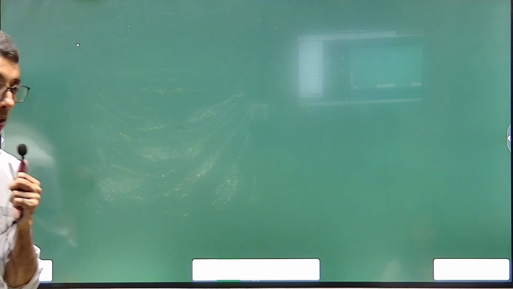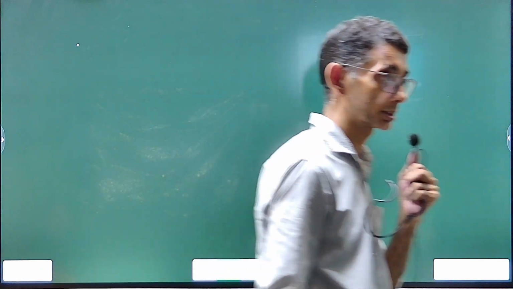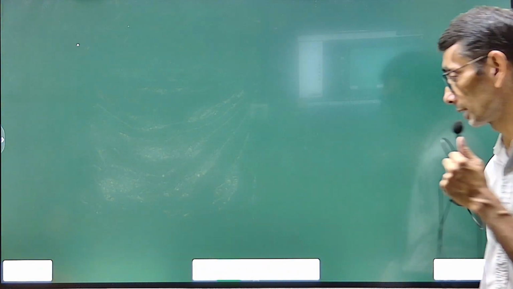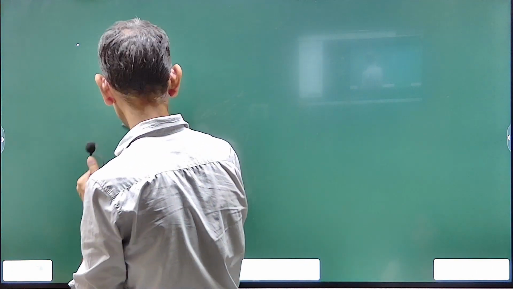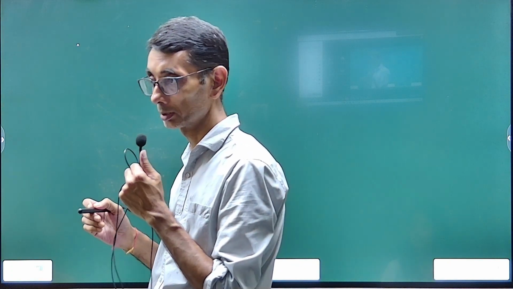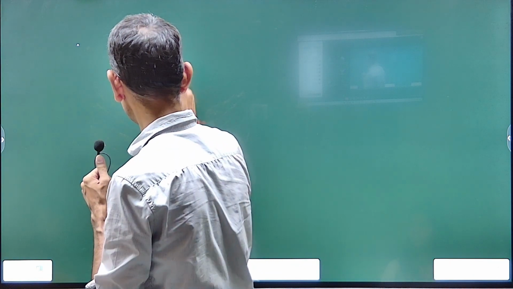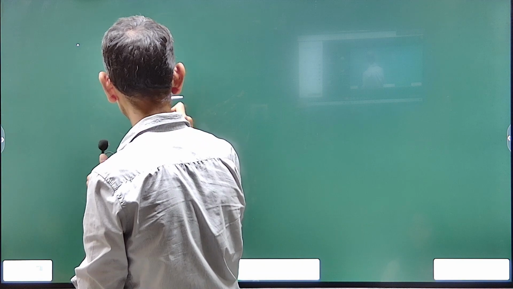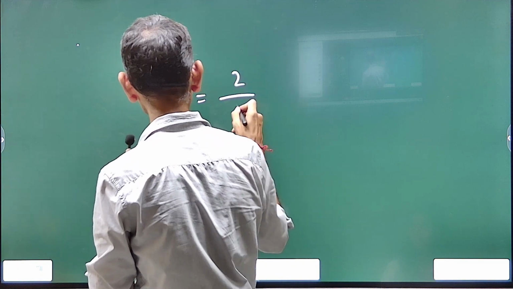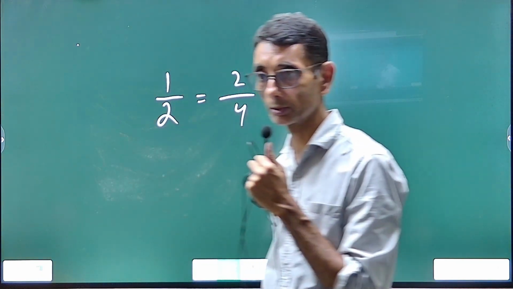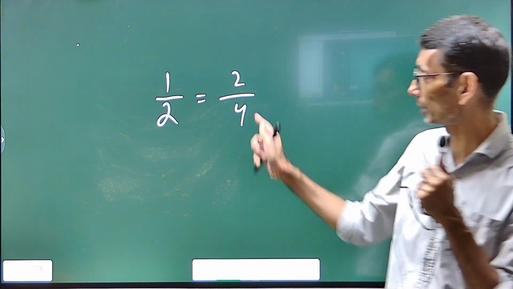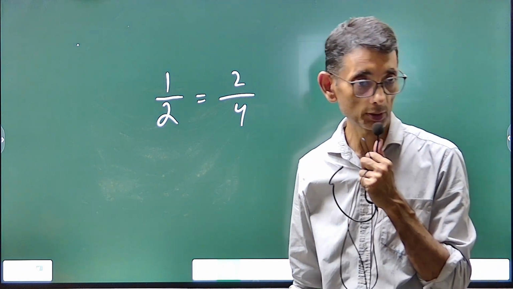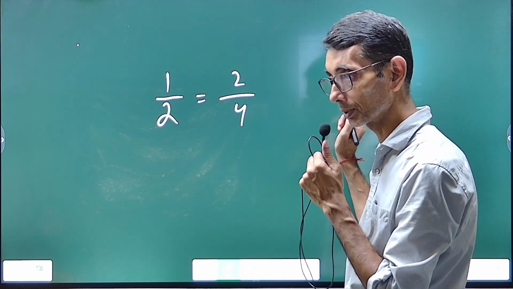Proportion means when two or more ratios are equal, two or more basic ratios that are equal, then we call it a proportion. For example, say, you know equivalent ratio? Say half. Half is equal to 2 by 4. We know this? Half is equal to 2 by 4. What is the ratio called? Equivalent ratio. So similarly, you can keep on writing many equivalent ratios, right?